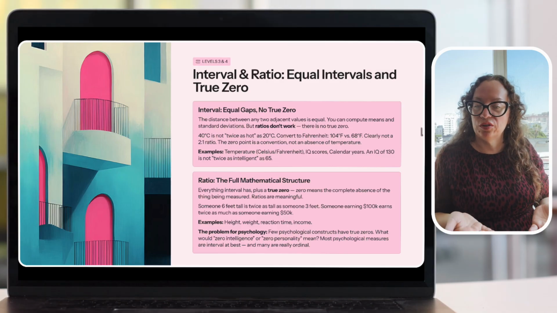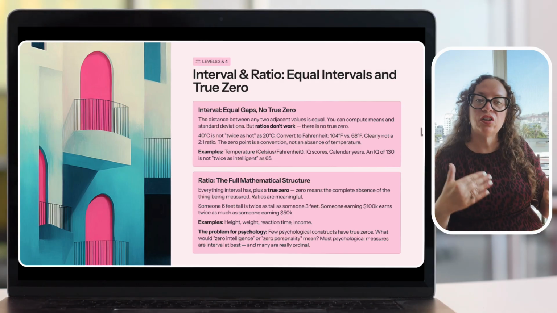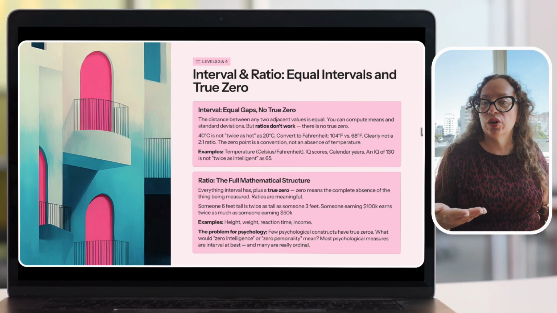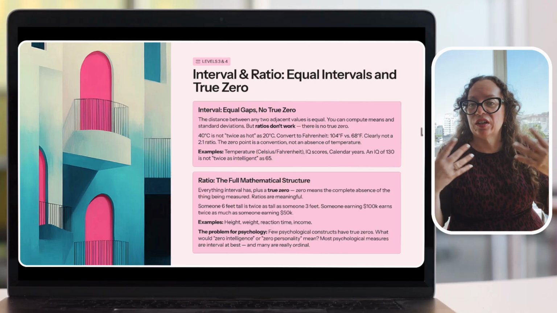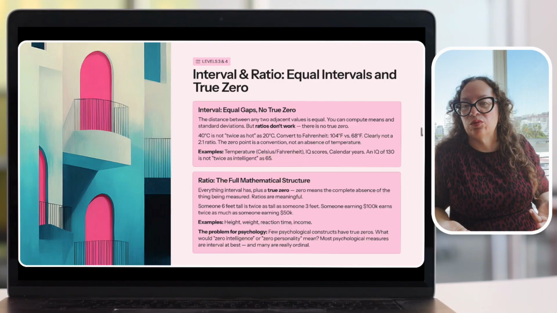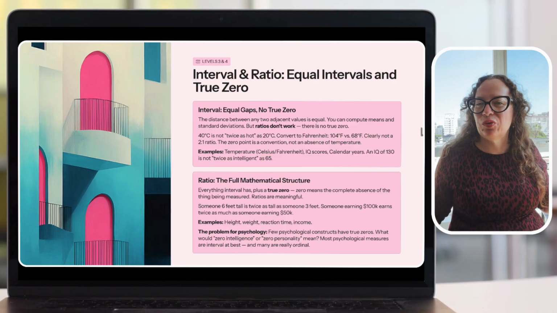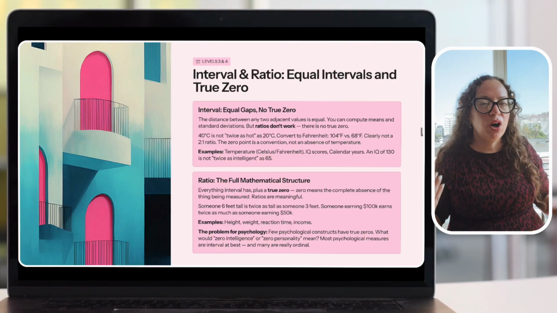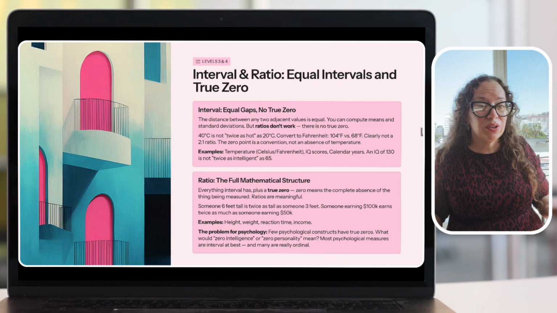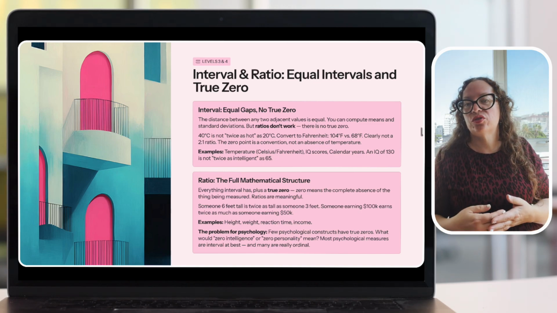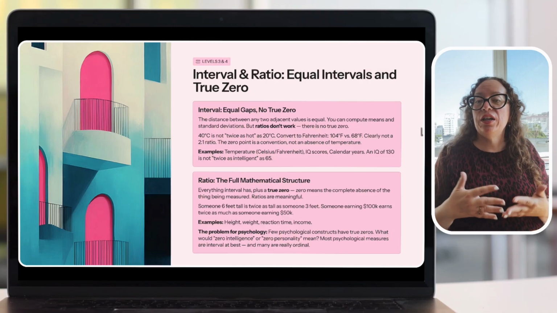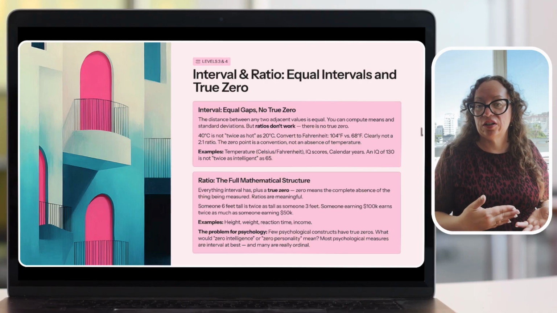But there is a problem here for psychology. Few psychological constructs have true zeros. What would zero intelligence mean? A complete absence of any cognitive ability, like a vegetable? It's not really conceivable. What would zero personality mean? What would zero anxiety mean? Absolute calm, never experiencing even the slightest worry? These concepts don't have natural 0 points. So most psychological measures are interval at best, and many are really ordinal despite being treated as interval.